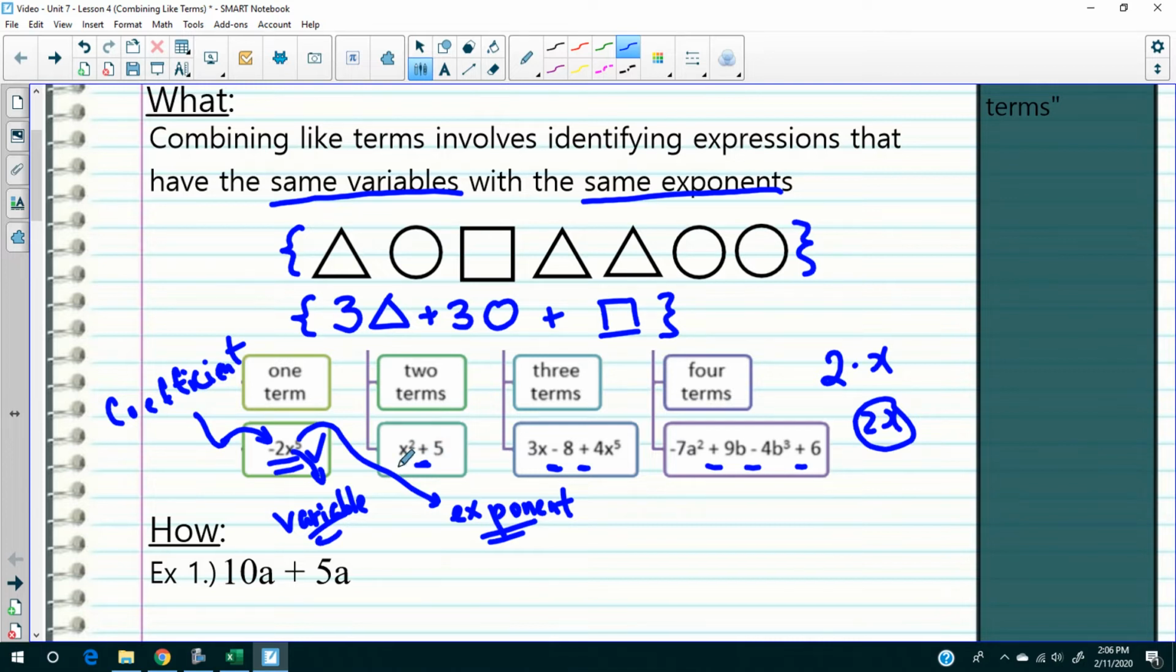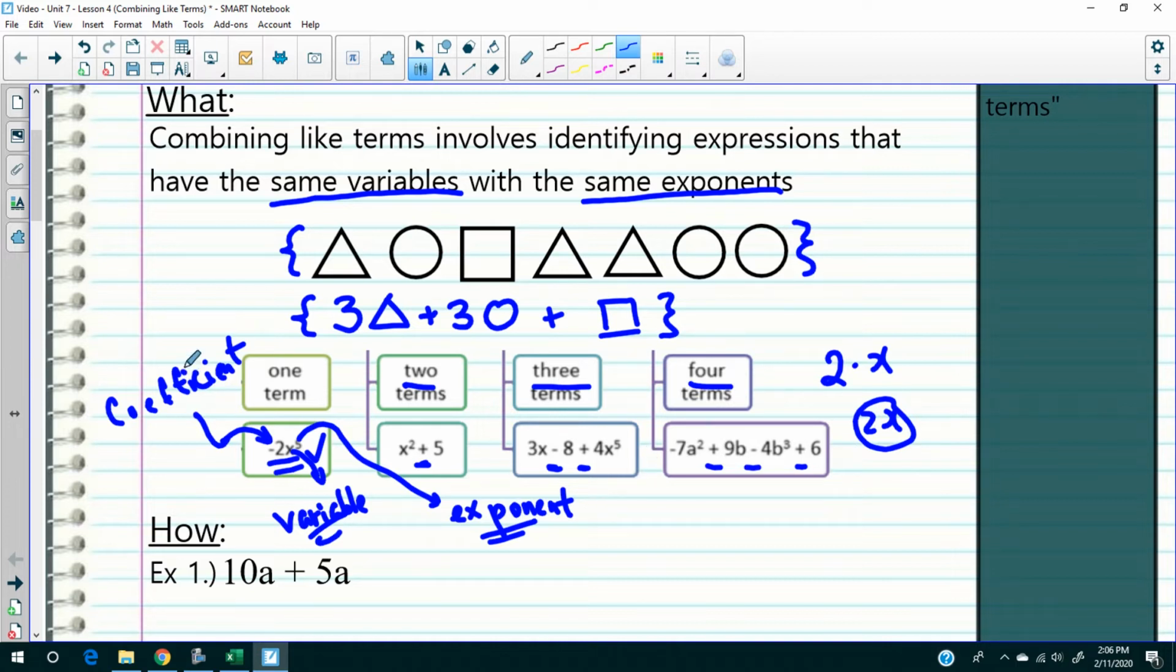Here, you can't really add them. You can't add x squared plus 5. So the plus sign indicates that there are two terms here. This indicates there are three terms here, 1, 2, 3. And this one, 1, 2, 3, 4, indicates there are 4 terms.